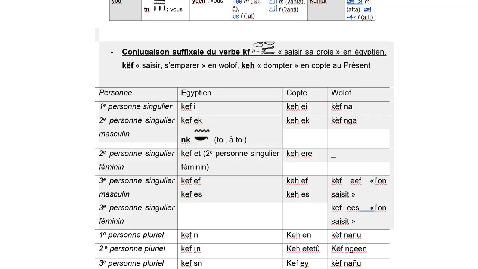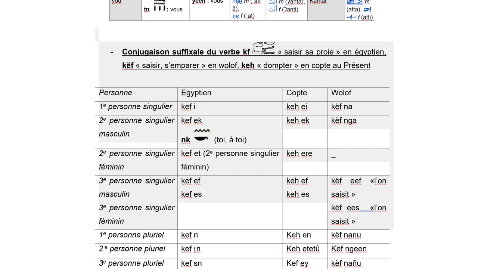Now let's take a closer look at the facts given by grammar. Here is the suffix conjugation, which is the same form of suffix conjugation between Wolof and Egyptian, and we have here given this paradigm of a verb, the verb kef, which means to seize, to grab, which is the same in Wolof as in Egyptian with the same meaning.